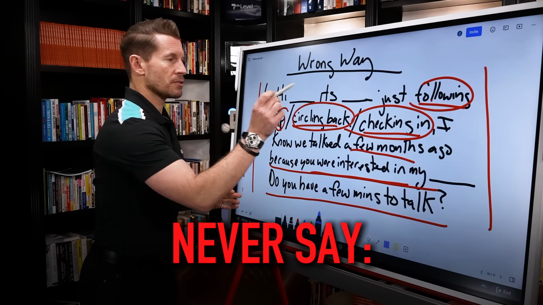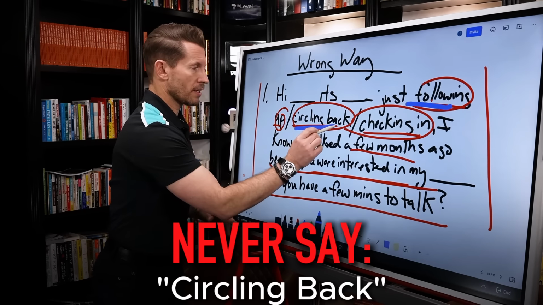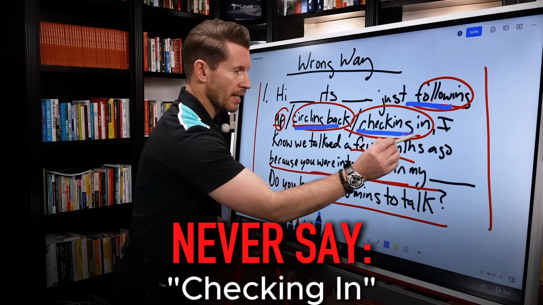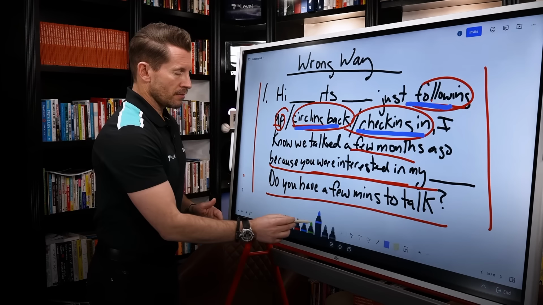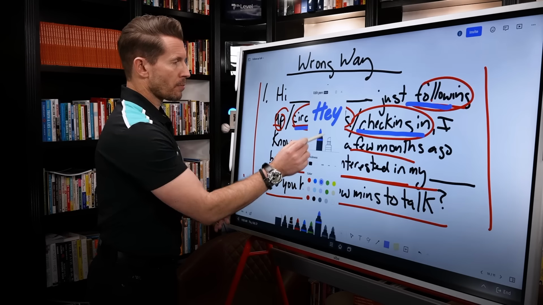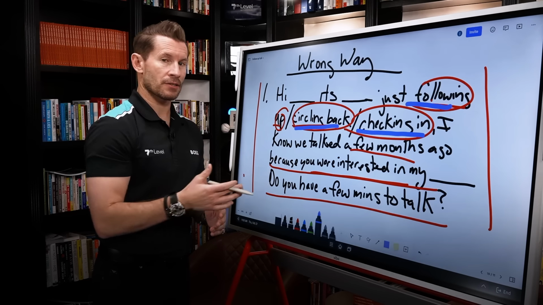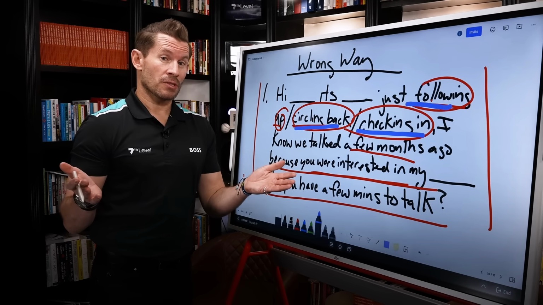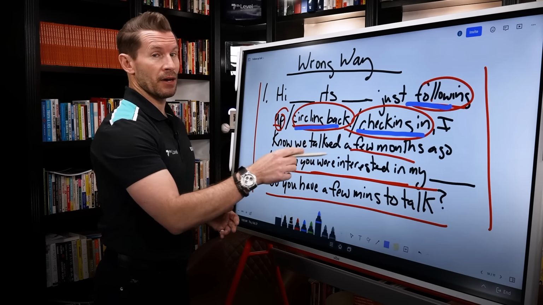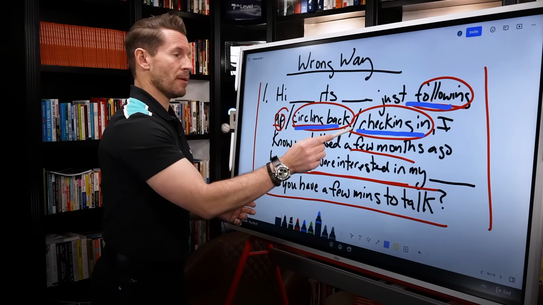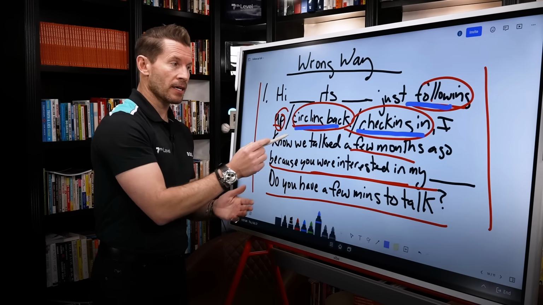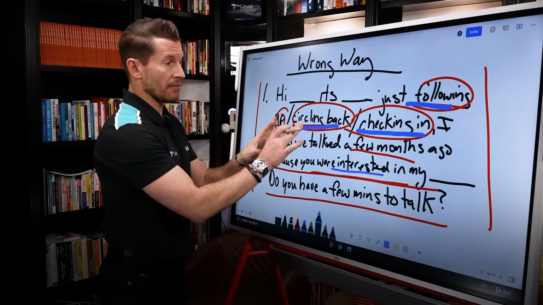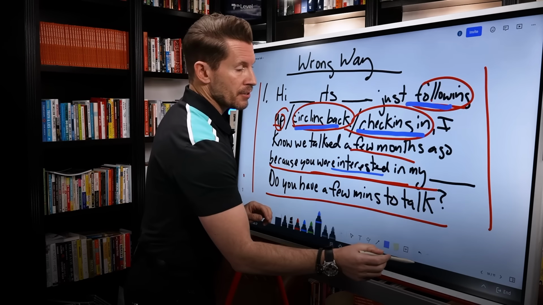Never use the words following up, circling back. "I'm just circling back with you. I'm just checking in," okay? Because think about this for a second. Do your prospects know what those words actually mean? Likely. How many salespeople that have tried to sell you something that you didn't buy send you an email or call you and say, I'm just following up, I'm just checking in, I'm just circling back? See, those are trigger words. So never use this.